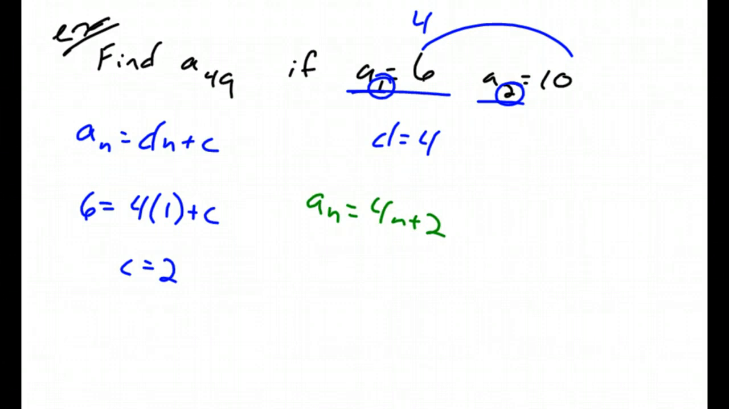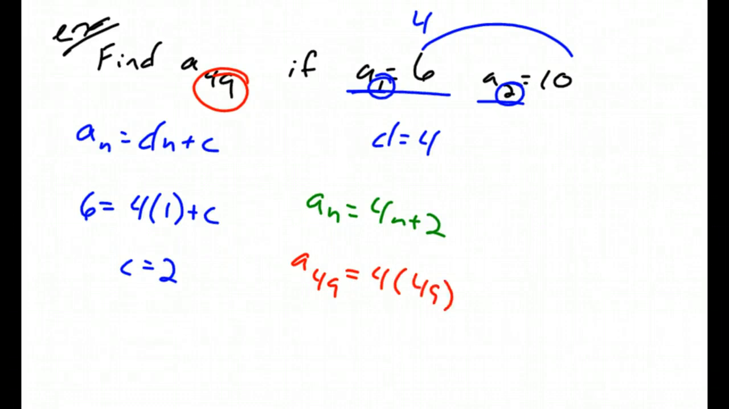To find my 49th term, all I'm going to do is plug in 49 for n. So 4 times 49 plus 2. 4 times 49 is 196, plus 2 is 198.